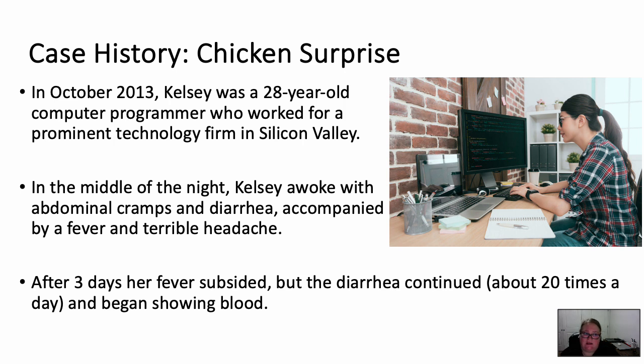In fact, it's getting worse. Her diarrhea is so severe, she's going about 20 times a day. This continues for a few more days. But the thing is, after a few days, her stool is starting to show blood. Now, whenever you have blood in the stool, this is a bad sign. You need to go see a doctor.